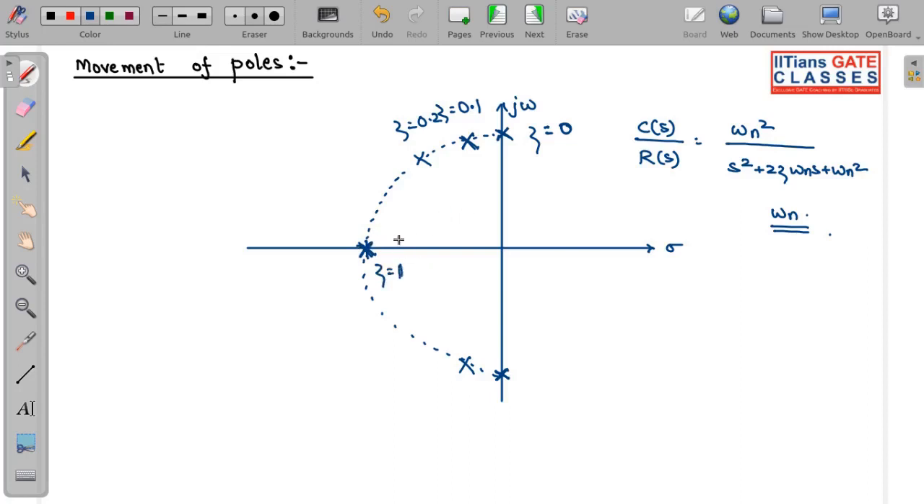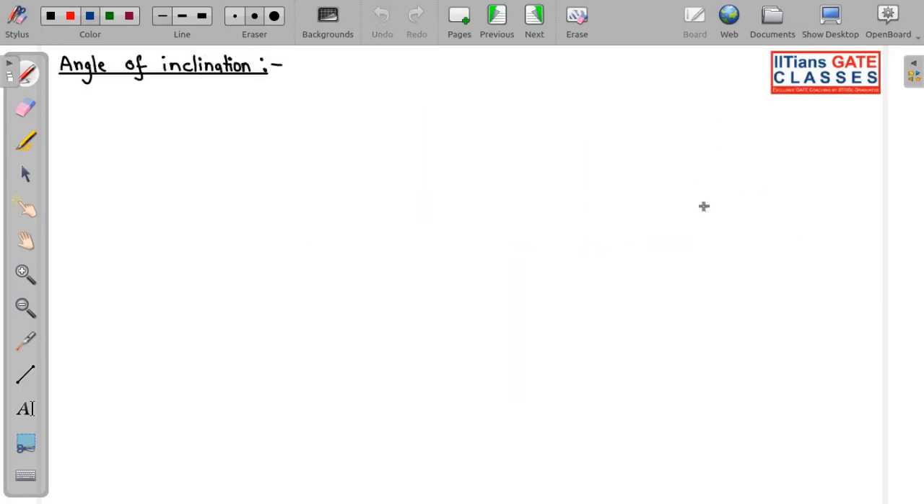And if you take a greater value of zeta higher than 1, then your poles will split on the real axis. Let us assume this is zeta equal to 1.5. Both our poles have split on your real axis. So this is the movement of poles with respect to varying damping ratio. Now next, the concept is that of the angle of inclination. So now what do we mean by angle of inclination?